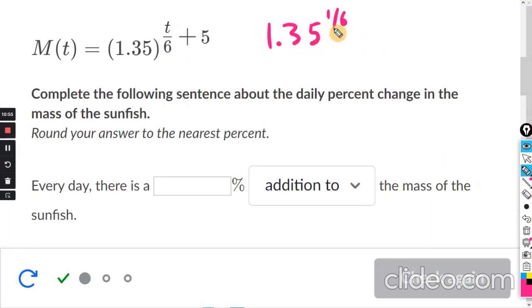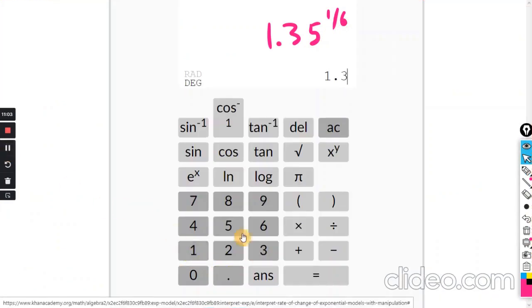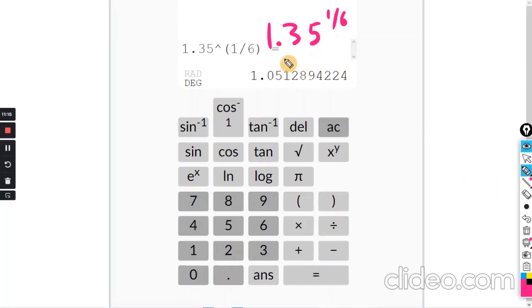So I want to do 1.35 to the power of 1/6 on the calculator. Okay, 1.35 to the power of, parentheses, 1 divided by 6. And hit equals. And basically, you want to round to 2 decimals at first because it said round to the nearest percent. Basically, this is going to equal 1.05. Okay, you look at the third decimal. If it's less than 5, you round it down. So 1.05.